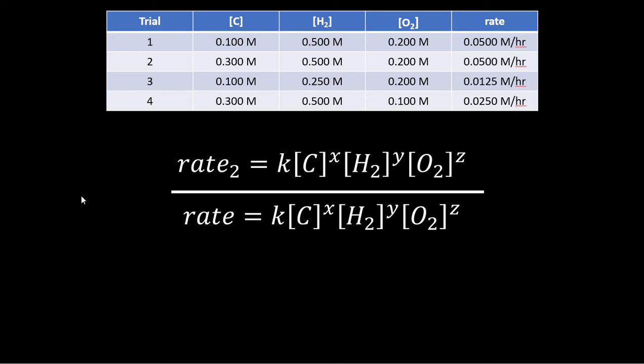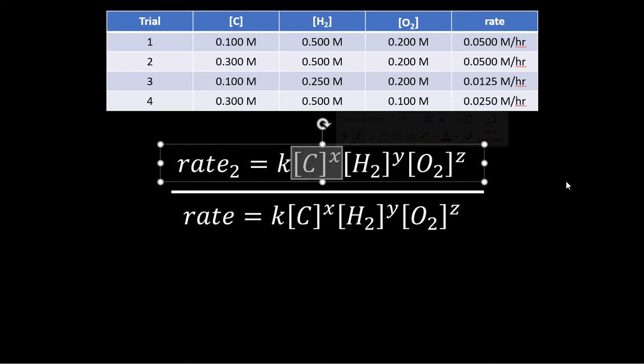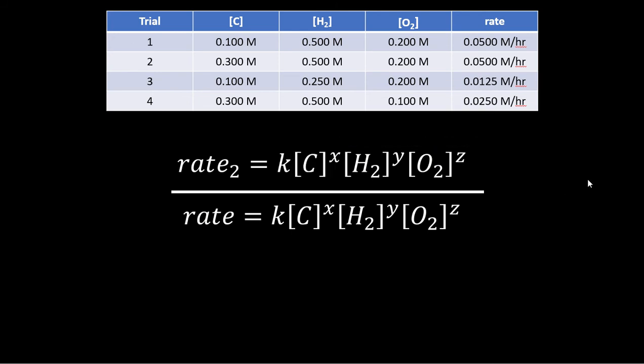Now, in this case, there's a lot of unknowns, so step one, let's try to start solving for the rate orders of each particular reactant. And in this case, it doesn't matter which one you start with, but here's how we're going to start solving this particular issue. Let's start trying to figure out what the rate order for carbon, or what X equals, in this particular problem set.